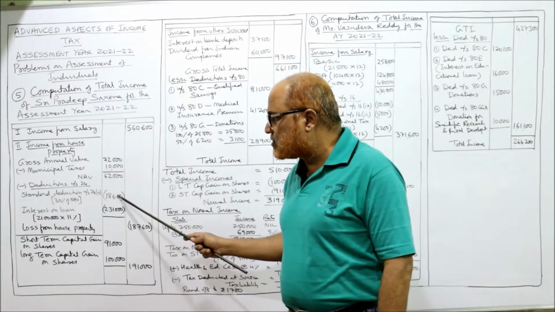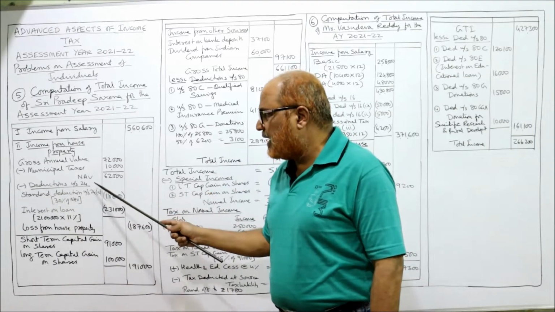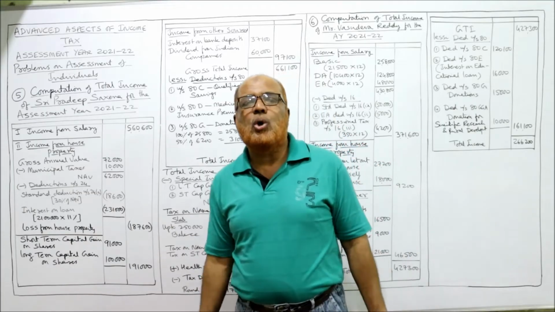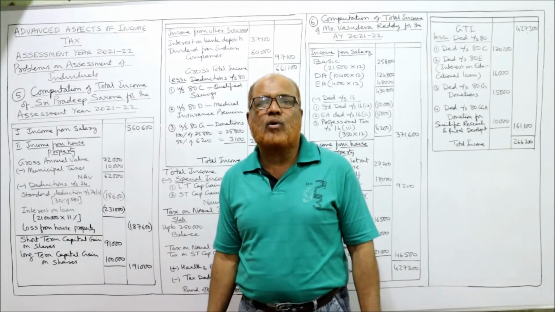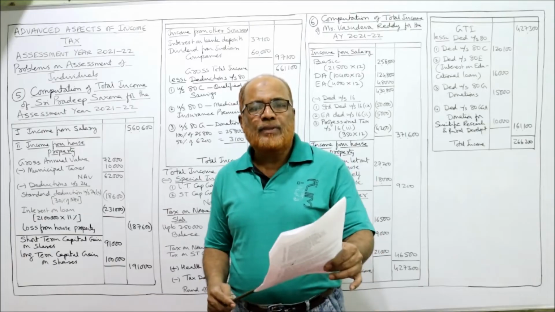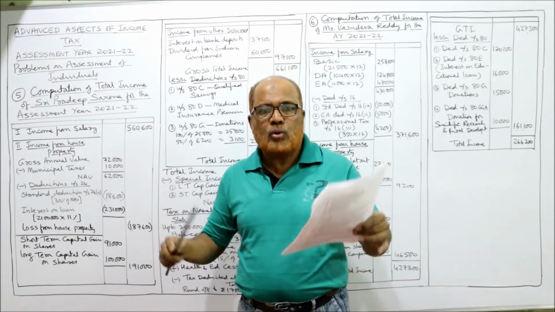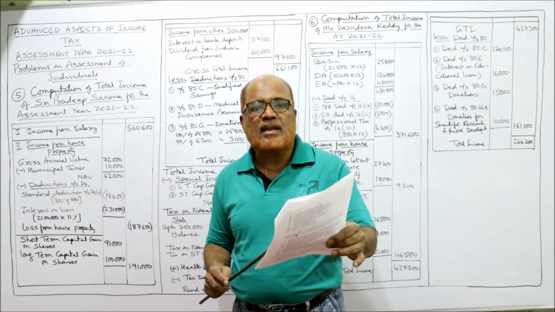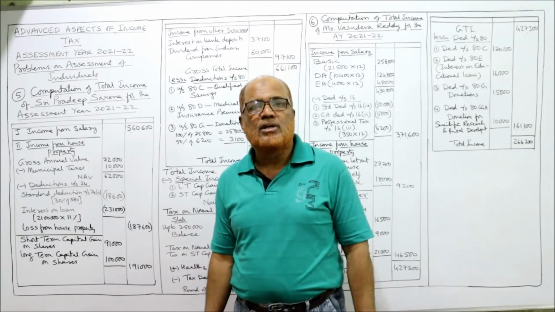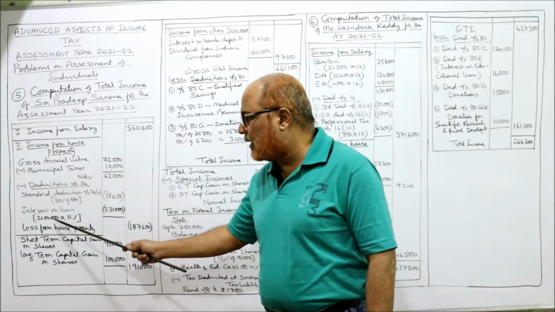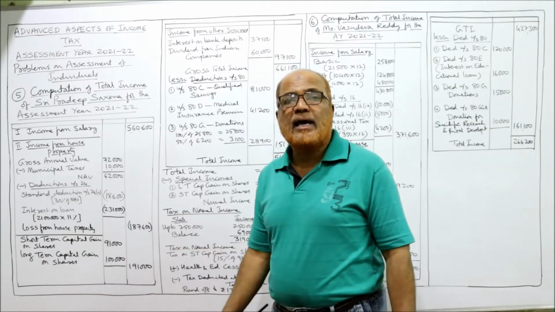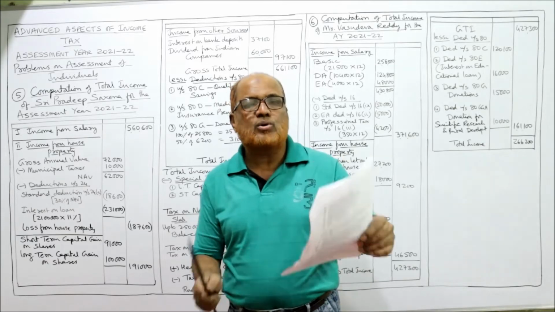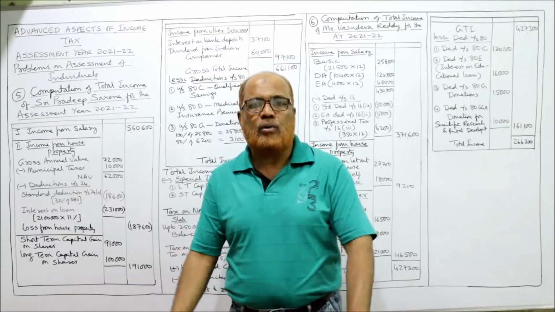Put it in brackets because we have to deduct. From NAV, we have to deduct. That's why I am putting it in brackets. Then interest on loan under section 24B. So here the assessee has taken a loan to purchase the house. How much loan? 21 lakh. What is the rate of interest? 11%. So if you calculate 11% of 21 lakh, you will get 2,31,000. That's what is given in the problem. Interest on bank loan to purchase the house, 2,31,000, allowed.